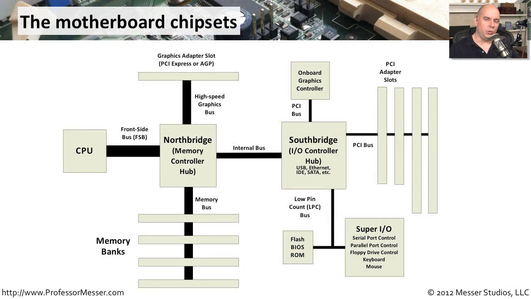Now that we know what a Northbridge and a Southbridge does, let's look at this again. We can see the Northbridge handling the memory and the high-speed graphics communication. There's our Southbridge, and it's handling onboard graphics, our flash BIOS, our interfaces to our serial ports and parallel ports and USB ports, and we have our slower adapter slots off the Southbridge as well.